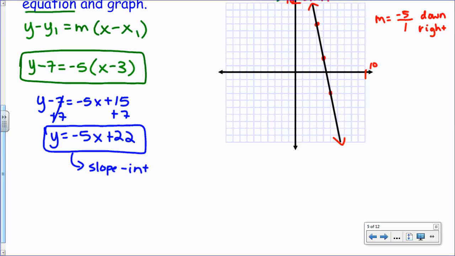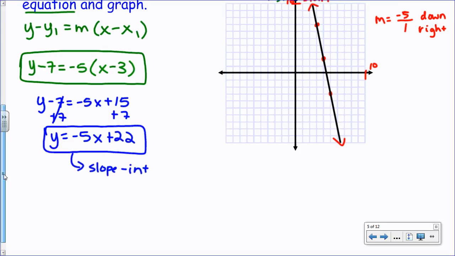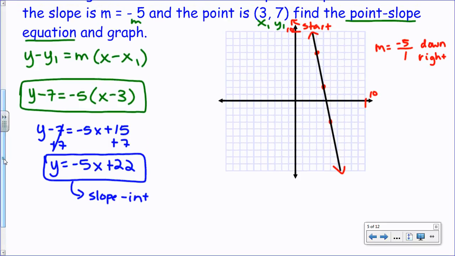So this is what we got on the previous page, but you could do it the other way too by solving for b. This is how to do it using point slope form. This is what you learned in Algebra 1, so this might be more familiar to you.